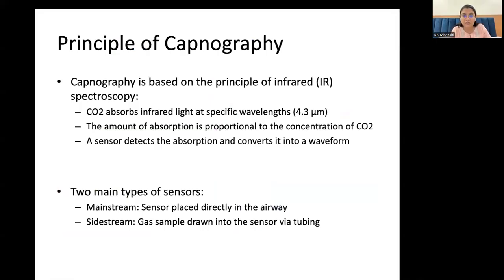And this brings us to the principle of capnography. The principle is based on infrared spectroscopy. Here, CO2 absorbs infrared light at a specific wavelength of 4.3 micrometers. The amount of absorption is proportional to the concentration of CO2. A sensor detects the absorption and converts it into a waveform. There are two main types of sensors, mainstream and side stream.